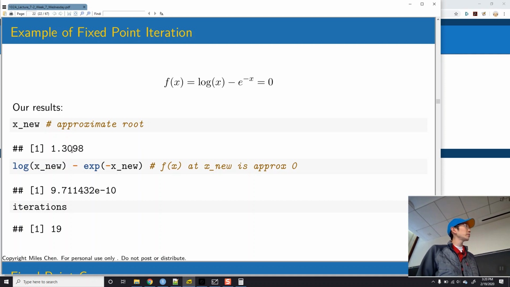And we can say, all right, is that really a solution to f of x? f of x is log of x minus e to the negative x. And so if I plug in my solution, 1.3098, indeed, I get something very close to 0. Not exactly 0, 9.7 times 10 to the negative 10, but it gives us approximately 0. And so this is approximately our answer, okay? And it took us 19 iterations to get there.